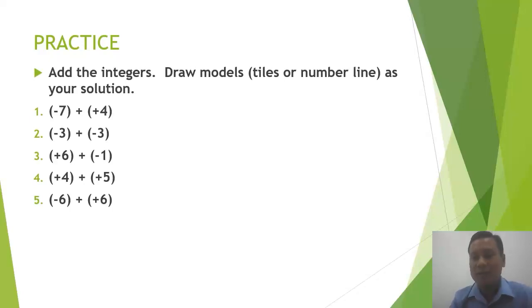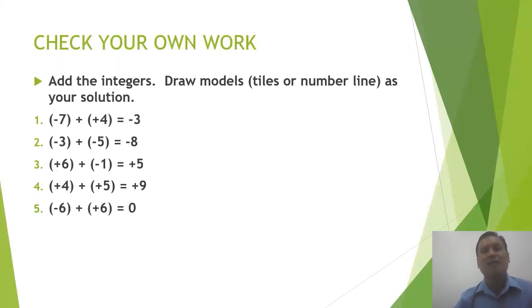Okay, let us see how you're doing. Let's check your work. Number 1, negative 7 plus positive 4, that's negative 3. Number 2, negative 3 plus negative 5, that is negative 8. Number 3, positive 6 plus negative 1, is positive 5. Number 4, positive 4 plus positive 5, that is positive 9. Finally, number 5, negative 6 plus positive 6, that is 0.